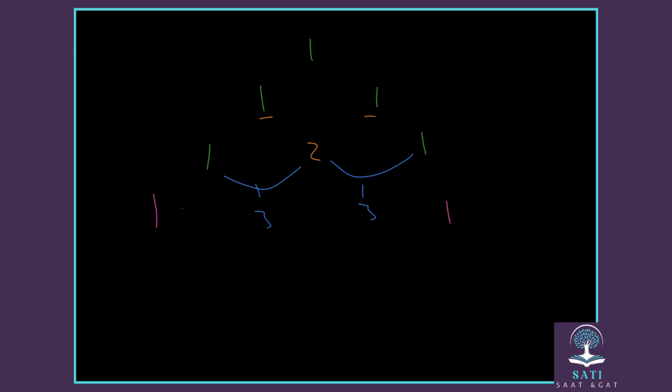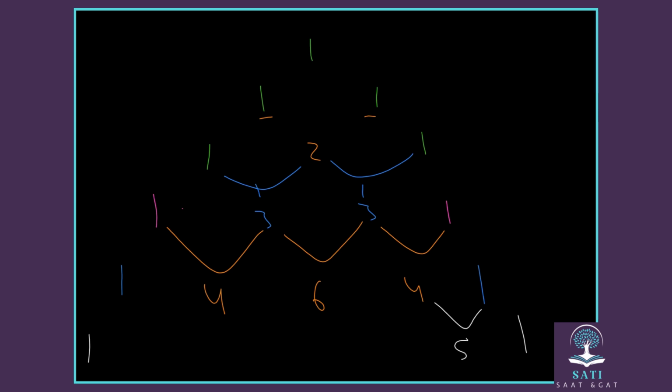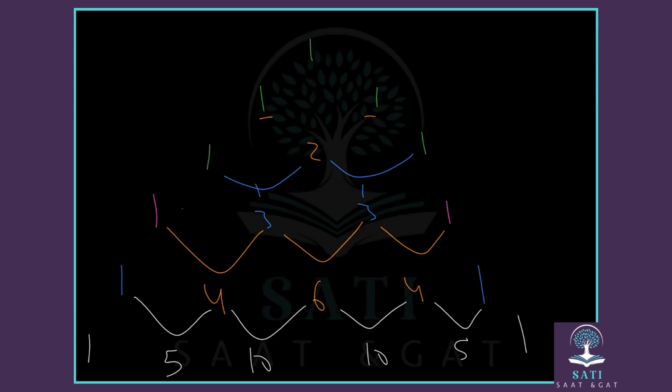In the fourth row, it's going to be 1, 1. Then you add these ones as you see. 1 plus 3 is going to be 4, and 3 plus 3 is going to be 6, and 3 plus 1 is going to be 4. So 1, 4, 6, 4, 1. If you continue to the next row, you write 1 and 1, then you add these ones: they're going to be 5, 10, 10, and 5. So it's going to be 1, 5, 10, 10, 5, 1.